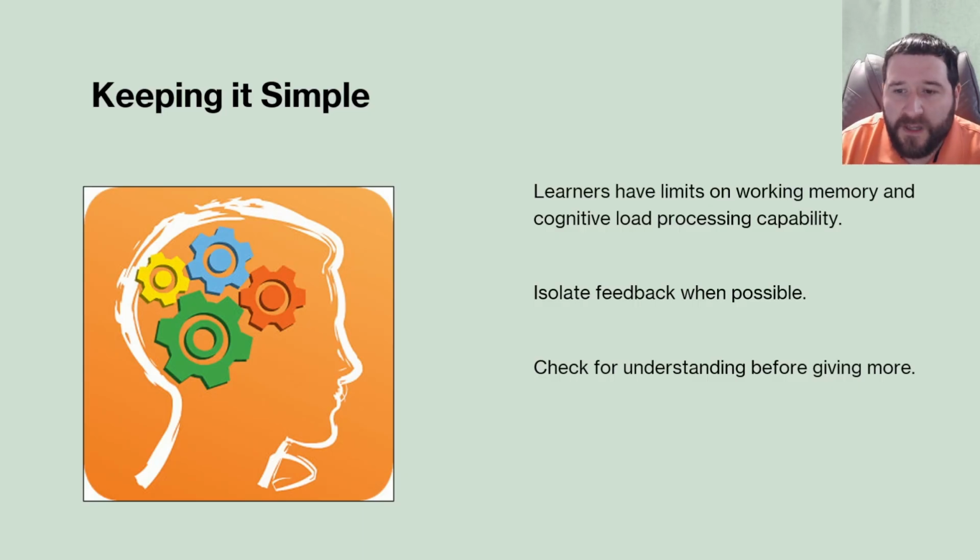Next, we want to check for understanding before giving more. This should seem like common sense. Once we give that isolated feedback on a specific skill, we want to make sure they've understood. We want to make sure our learner can now execute that skill given the feedback before we proceed to the next thing. So after you give that isolated feedback, check for understanding.